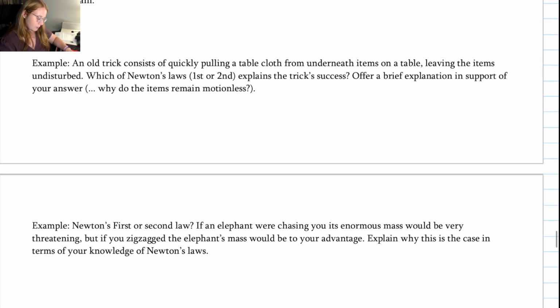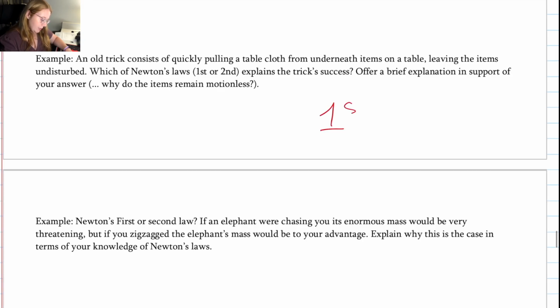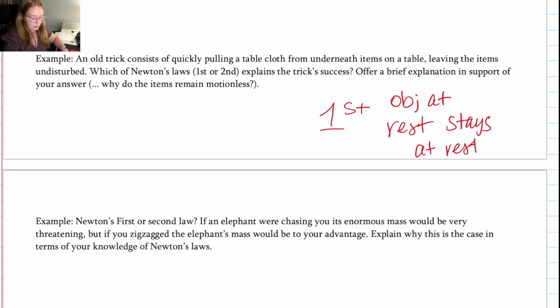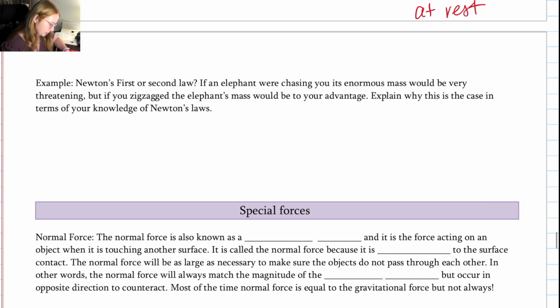An old trick consists of quickly pulling a tablecloth underneath items on a table, leaving the table undisturbed. Which of Newton's laws, first or second, explains this trick? First, because an object in motion stays in motion, but also an object at rest will stay at rest. Just a tendency, though. It's not always going to stay at rest. That's why you have to pull it quickly, or it's not going to work. Because if you don't pull it quickly, it's going to experience more of the force, and it does cause a change in motion.